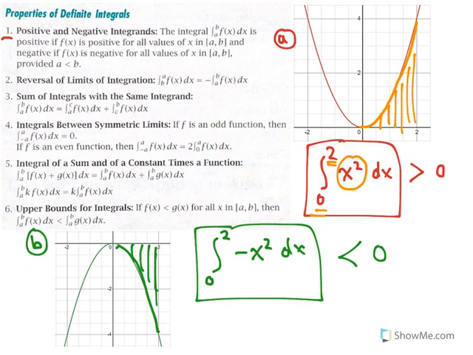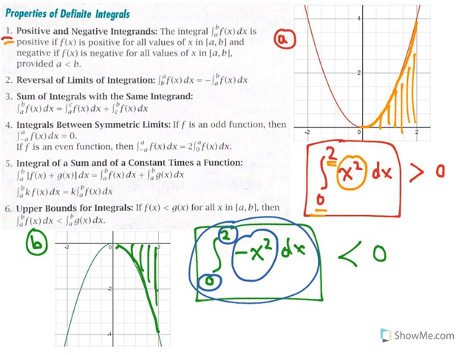And the reason why is because remember that we define a definite integral as the limit of a Riemann sum as the norm of the partition approaches 0. So when you're forming the Riemann sum, each term will be a product, and because the integrand is negative for all values of x between 0 and 2, each term from the Riemann sum will be negative, and when you add the negative terms, you get a negative sum.